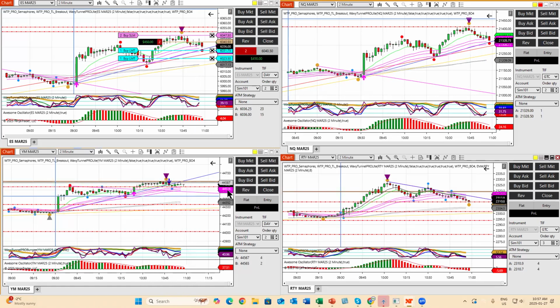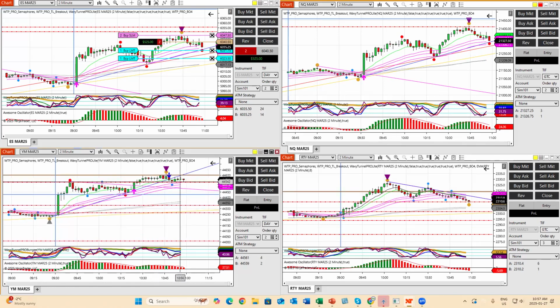It's still bullish. Look at this. It's still bullish. And this RTY is just a nice three-wave correction. But we're going to get our profit target. Come on ES. Come on.